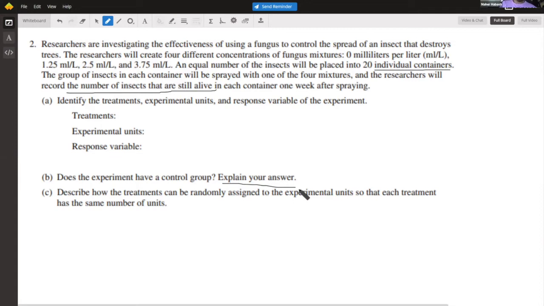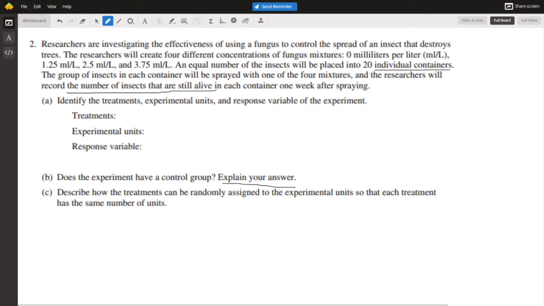Describe how the treatments can be randomly assigned to the experimental units so that each treatment has the same number of units. So anytime they ask for random assignment, you could do a few different things. The easiest thing to say is basically a random number generator. I have a question.